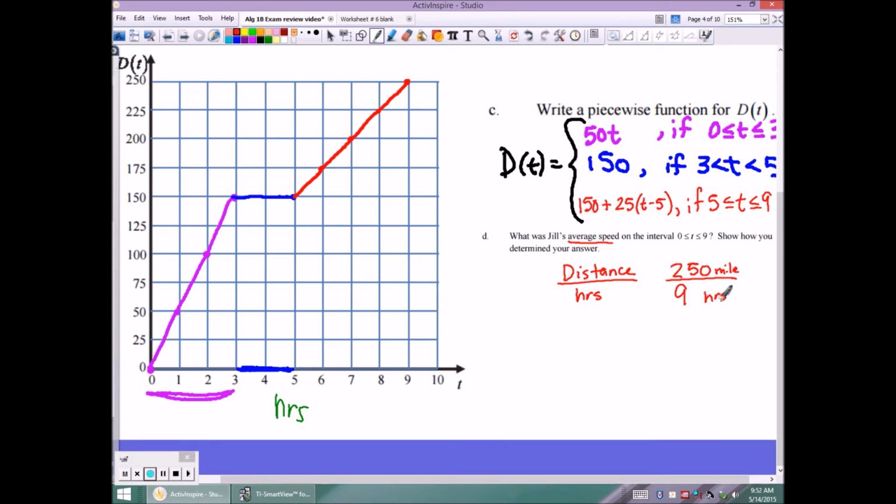So if we divide those two, we can find the average rate of speed, miles per hour. The units help me. If I accidentally put hours on top, I'd say hours per mile, and I'd say, what? Hours per mile? That doesn't make sense. Miles per hour. So 250 divided by 9 is about 27.8 miles per hour. Her average speed was 27.8 miles per hour. So she had to deal with the 0 miles per hour. That really pulled down her speed. She had 50 for 3, then 0, and then 25 for 4. All right. Hopefully that helped you work on that piecewise function.